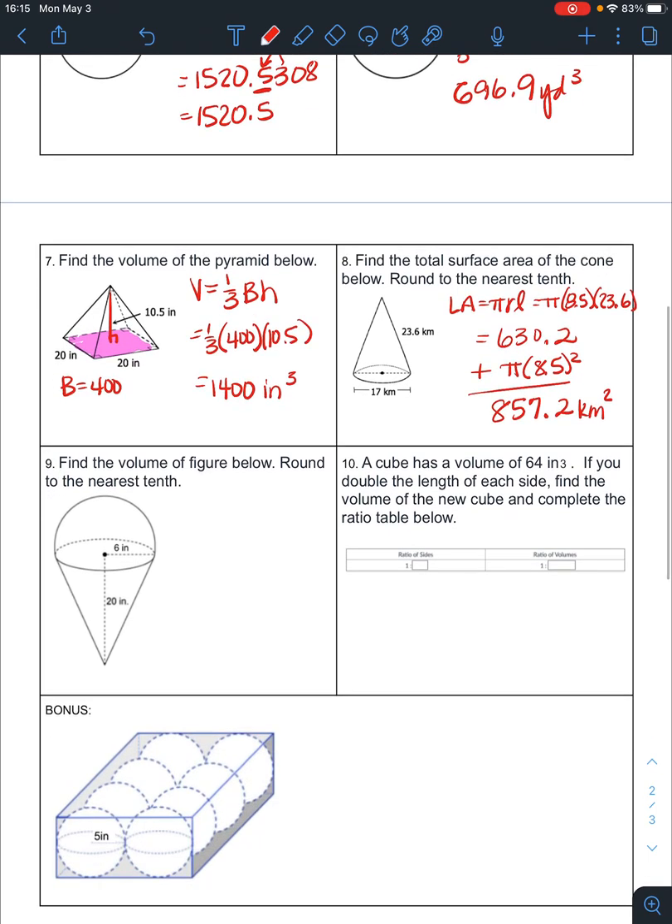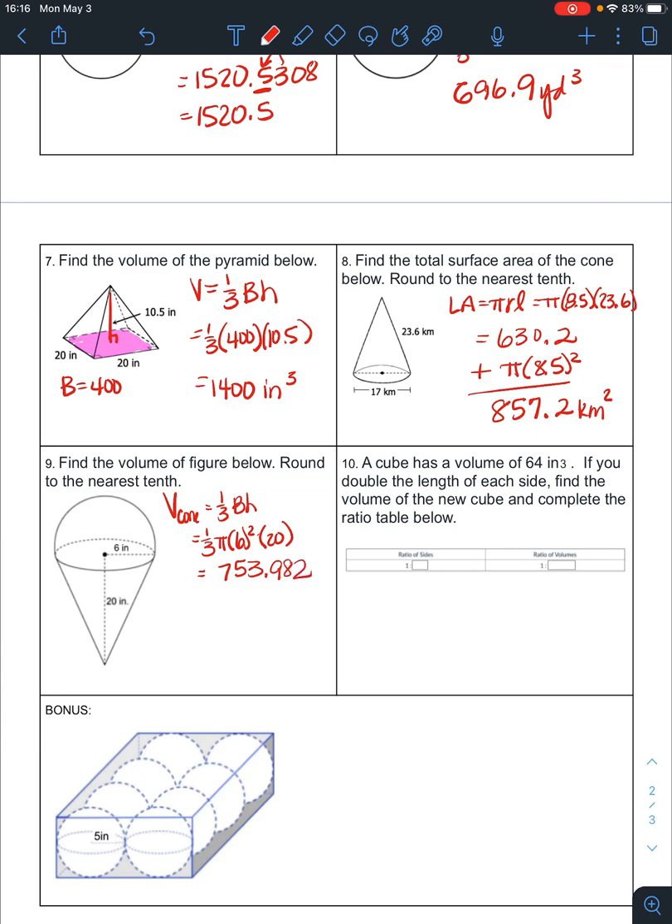Number 9, the volume of the figure below, we have half a sphere and we have a full cone. So we need to find the volume of the cone. So the volume of a cone is 1/3 the area of the base times the height, or 1/3 pi r squared, that's the base, a circle, times the height, which is 20. So if we do 1 divided by 3 times pi times 6 squared times 20, we get that the volume of the cone is 753.982.